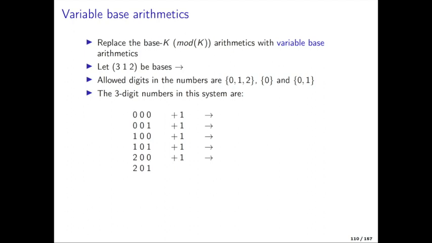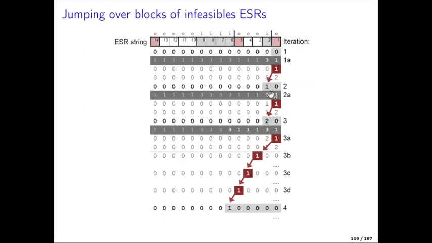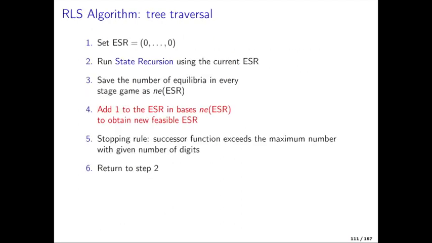But you can see that what is really going on here is that we're adding 1 in variable base arithmetic, where the bases are equal to the number of stage game equilibria. So this is all that RLS is. You just need to recompute the number of equilibria at each stage of the game, do variable base arithmetic, and then just add 1. So how simple can that be? You essentially have to add 1 in a little bit funny number system, and then you get the next equilibrium selection rule. That's really what RLS is. That's all it is.